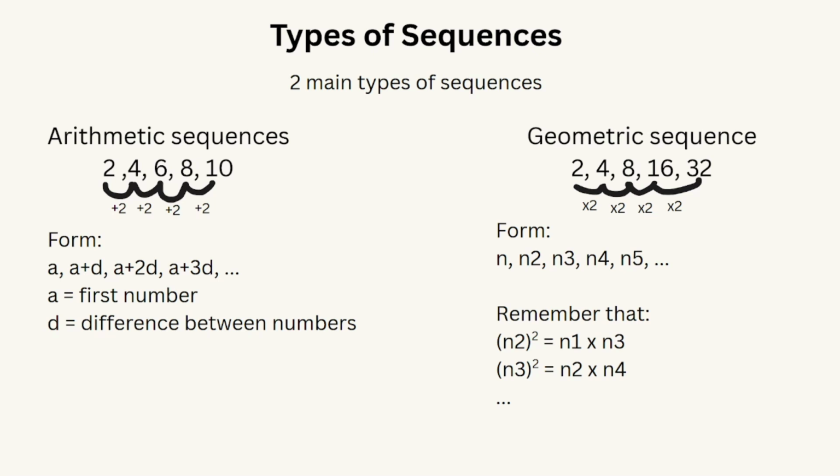A geometric sequence is when a base number is multiplied by a ratio over and over again. Its form is n1, n2, n3, n4, n5, and it continues on. Remember that n2 squared is the same as n1 multiplied by n3, and n3 squared is the same as n2 multiplied by n4, and it continues on and on.